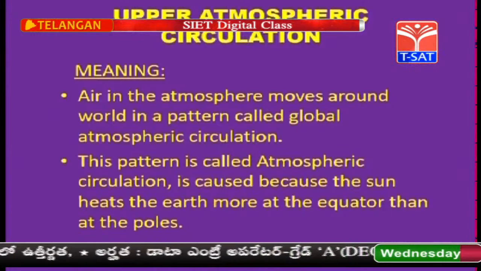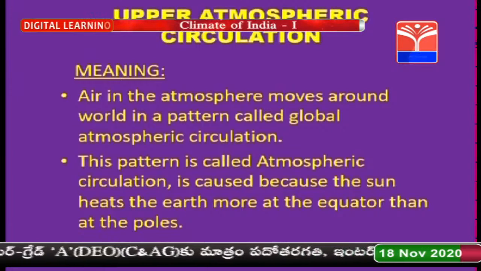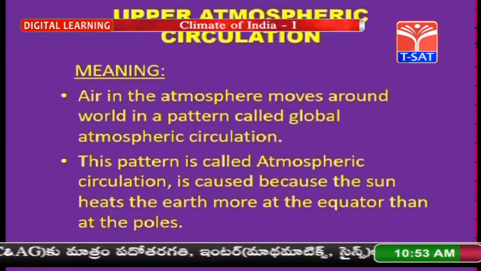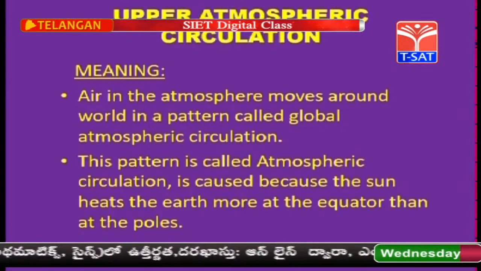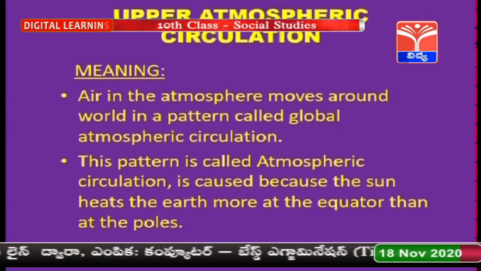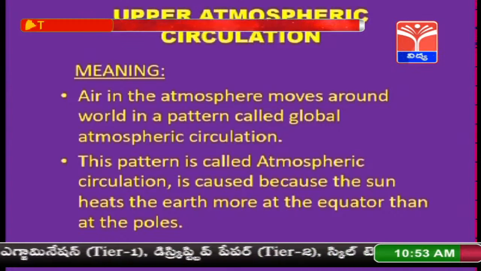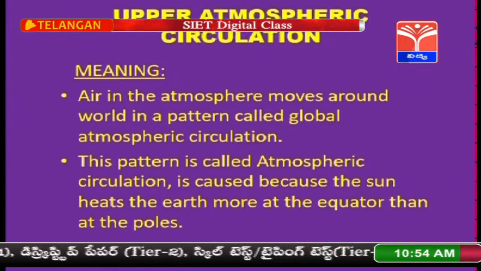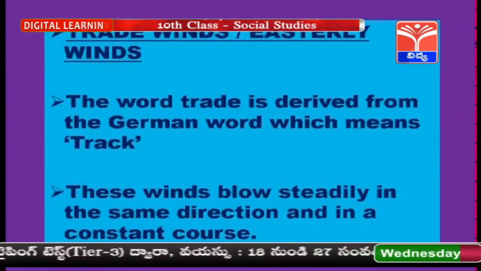This pattern is called atmospheric circulation. It is caused because the sun heats the earth more at the equator than at the poles. To understand it in a better way, we need to understand three terms here: trade winds, ITCZ and jet streams. Let us begin with trade winds. Trade winds are easterly winds.